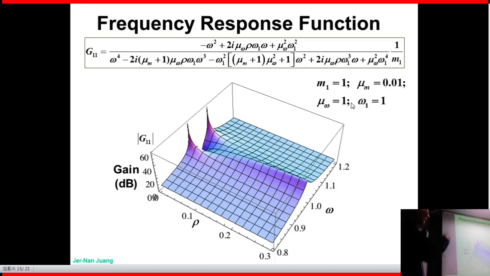So that's why I pick mu omega equal to 1. Purposely, I want my TMD to oscillate with my system. If your TMD oscillates with the system, then the dashpot will be able to dissipate the energy out. Okay.